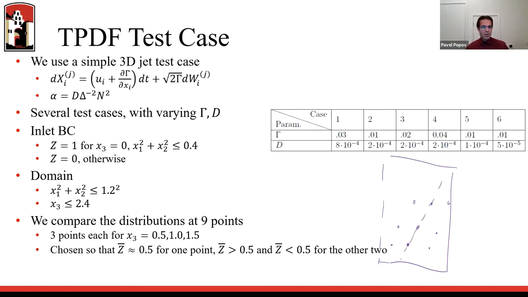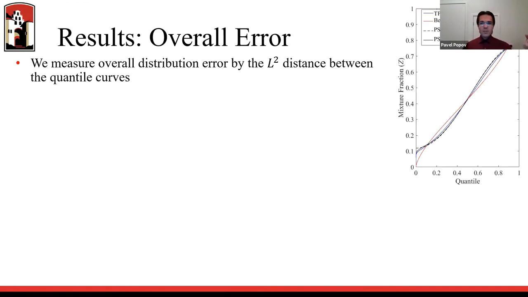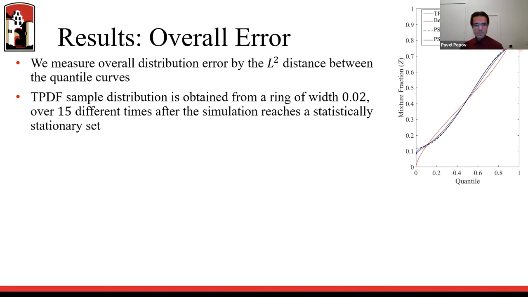So we have 3 points each for x3 equals 0.5, 1, and 1.5. And to measure the overall error in the distribution, basically we're taking the L2 distance between the quantile curves. So here the blue curve is the correct distribution, and then the error is the difference between either the red and black curves to the blue curve.